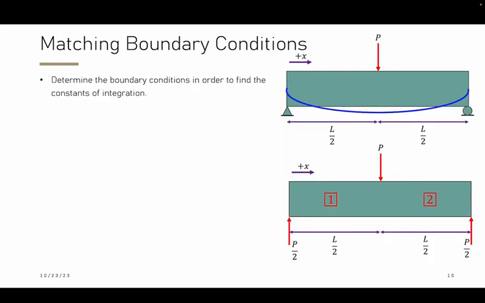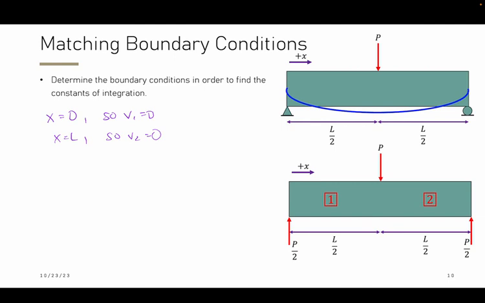So in this case, we want to look at the original beam, which involves a simply supported situation. At x is equal to 0, we don't have any deflection, so V1 is equal to 0. At x is equal to L, we also don't have any deflection, so V2 is equal to 0. So one support lies in region 1, while the other lies in region 2.